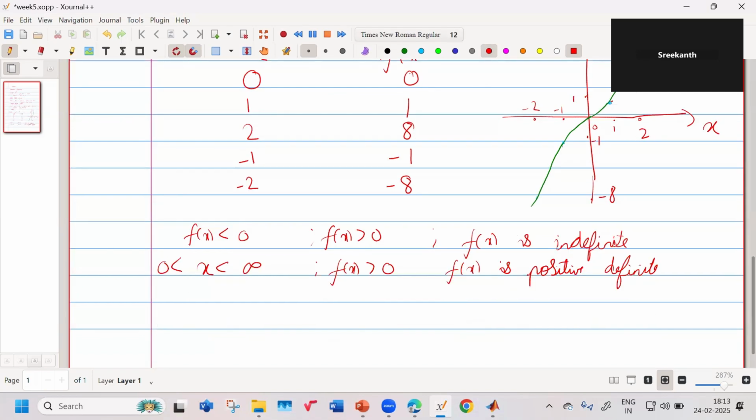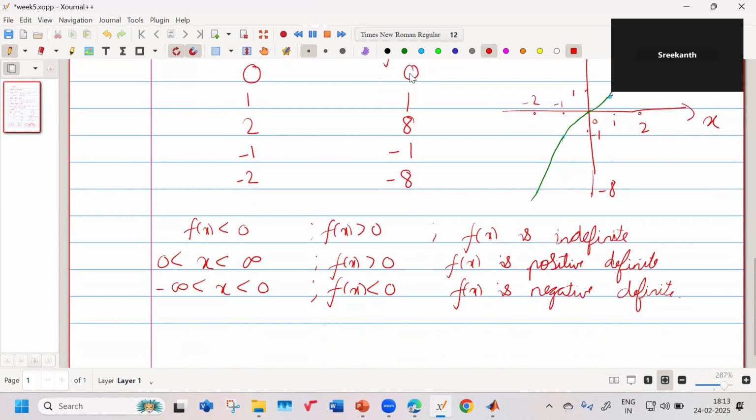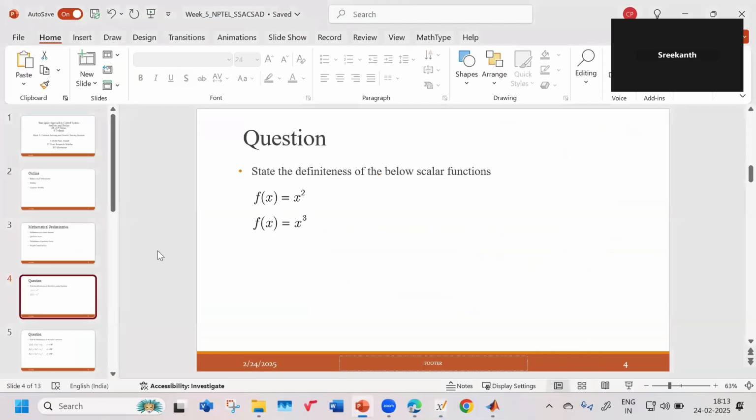And if we say x is less than 0, that means x goes from minus infinity to 0, then we have f of x less than 0. That means f of x is negative definite. So that's why for x cube, we could say that it is indefinite. But if there is a certain range, then we can say that it is positive definite or negative definite. All right, so let us go to the next question.